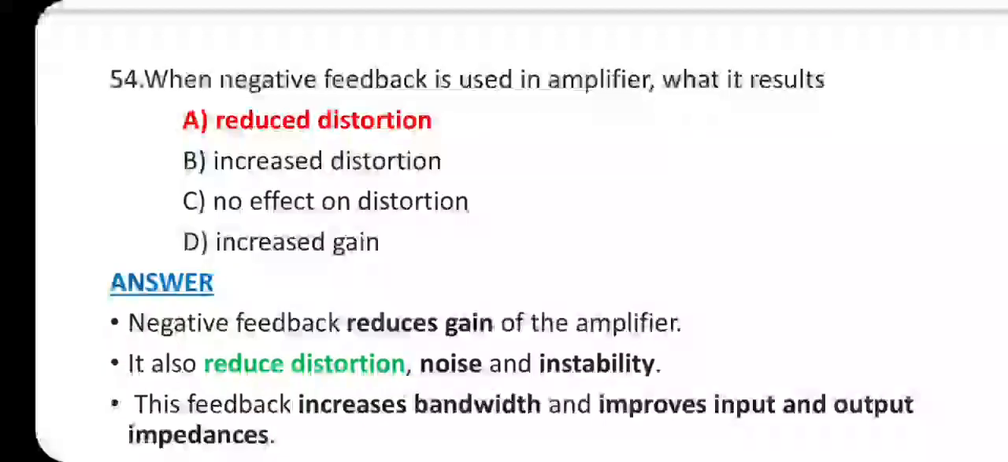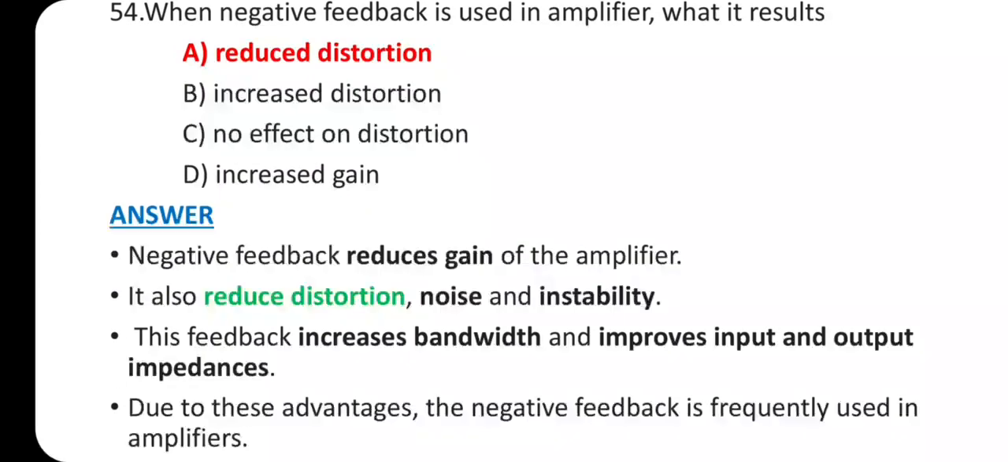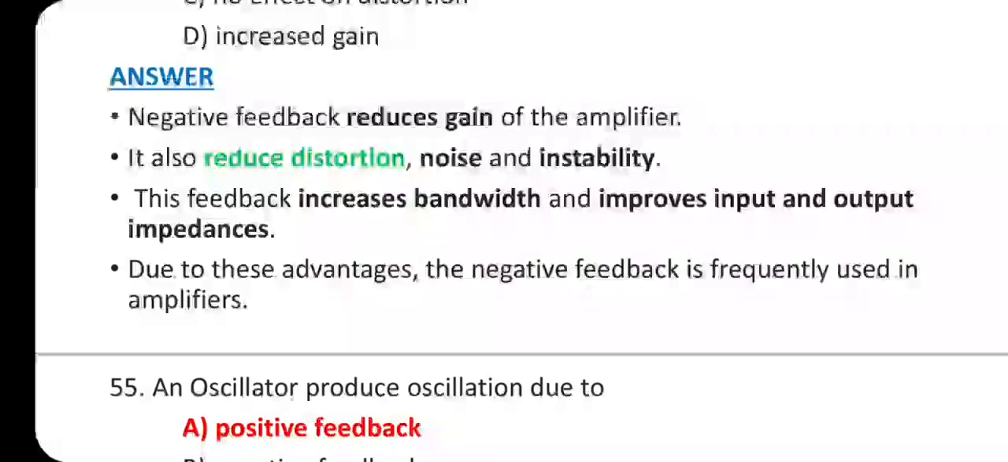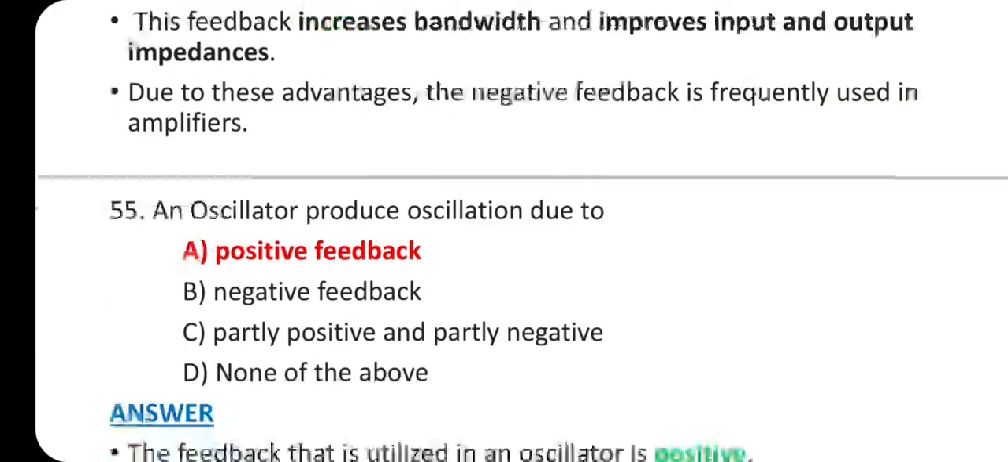Question number 54. When negative feedback is used in an amplifier, what does it result in? Answer is option A, reduced distortion. Negative feedback reduces gain of the amplifier. It also reduces distortion, noise and instability. This feedback increases bandwidth and improves input and output impedances. Due to these advantages, the negative feedback is frequently used in amplifiers.